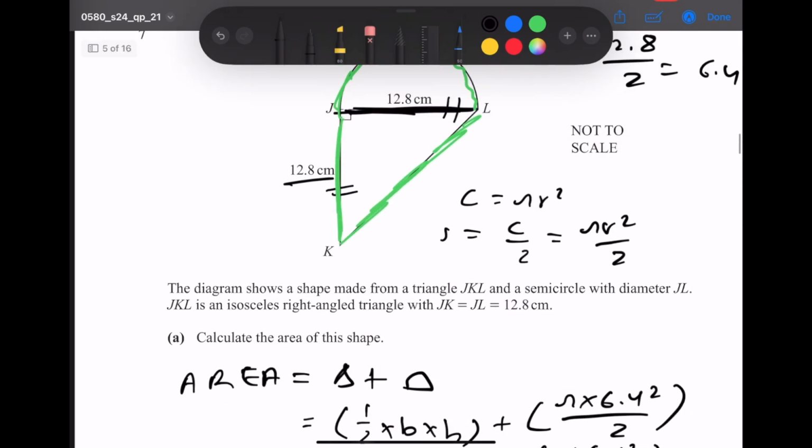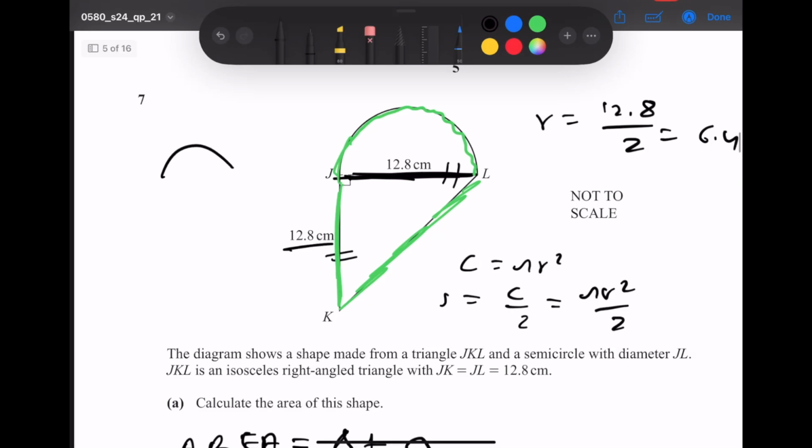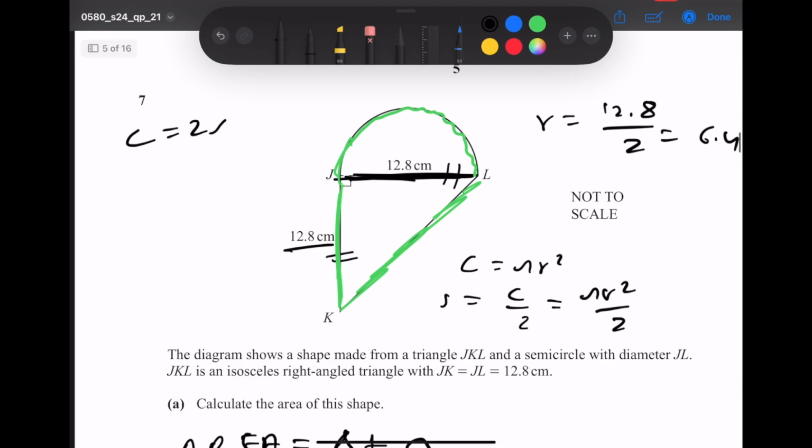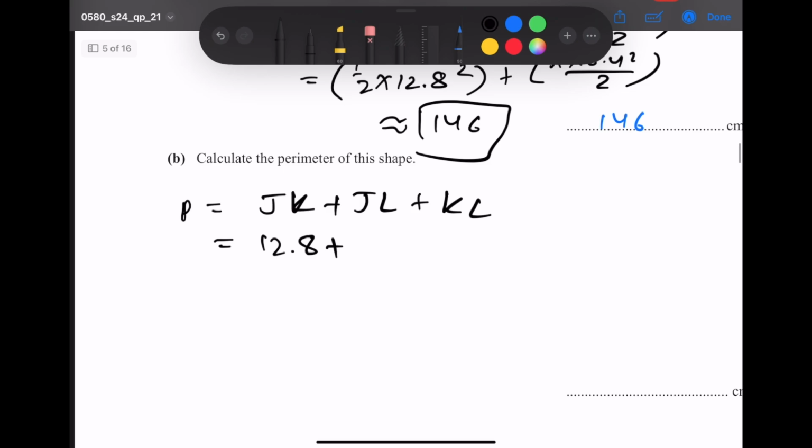12.8 plus JL. JL is clearly half the circumference of the semicircle, half the circumference of a circle, and since the circumference is equal to 2 pi r, half a circumference is equal to pi r. And so since r is equal to 6.4 as given here, half a circumference is equal to pi times 6.4. So 6.4 pi, that's equal to JL.